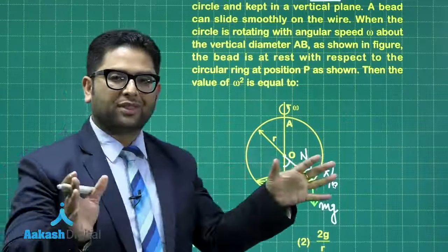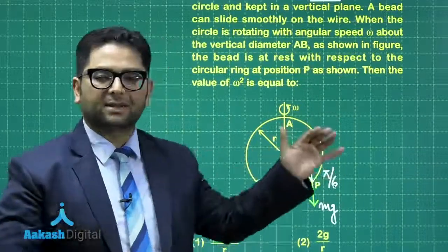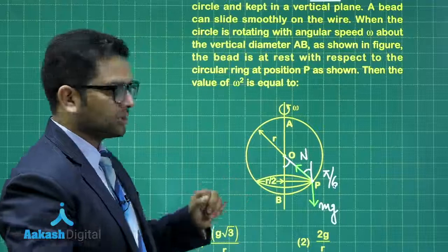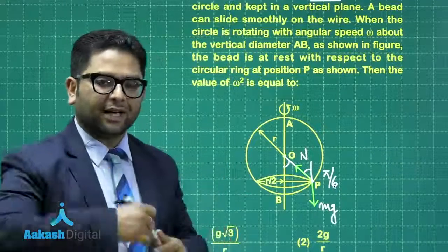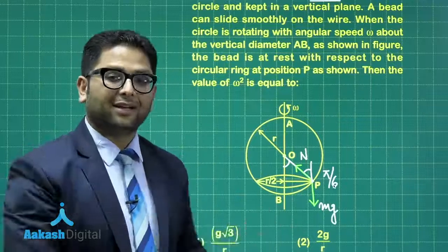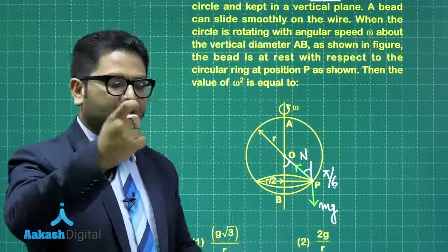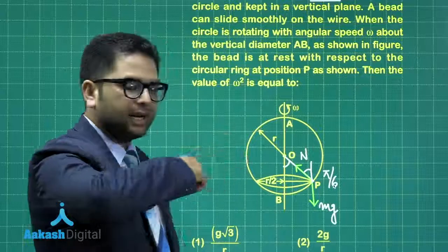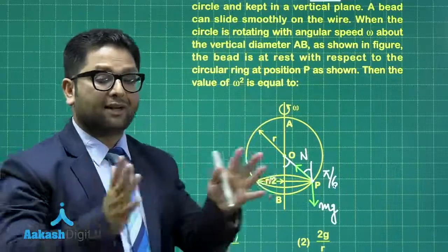And I'll tell you one more thing. If you are practiced about the concept of conical pendulum, this is not a new thing. It's the same idea. There you keep a thread and you start revolving in this fashion. Here, instead of the thread, the bead gets entangled on the ring and revolves. The idea is very much the same.